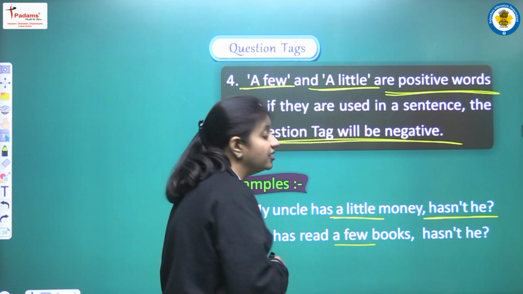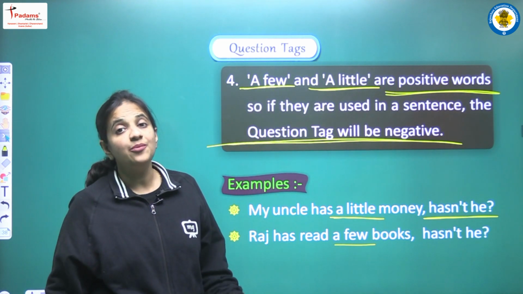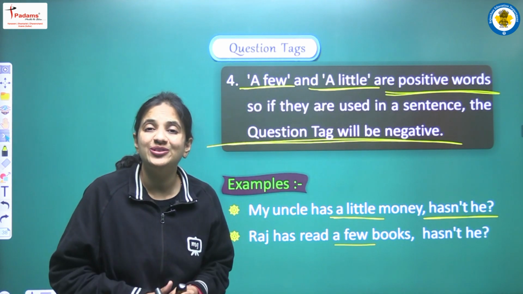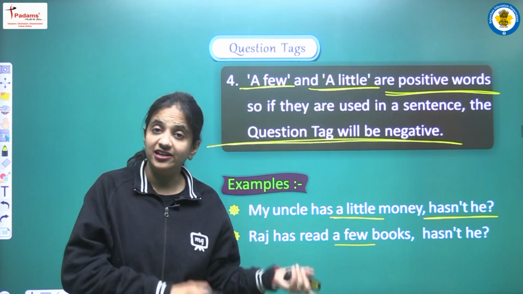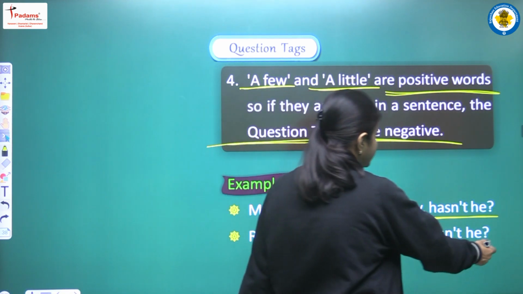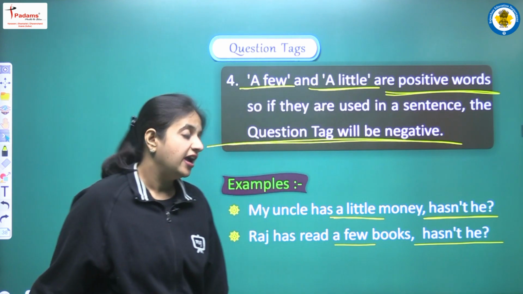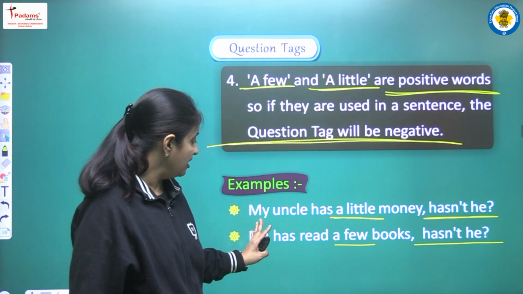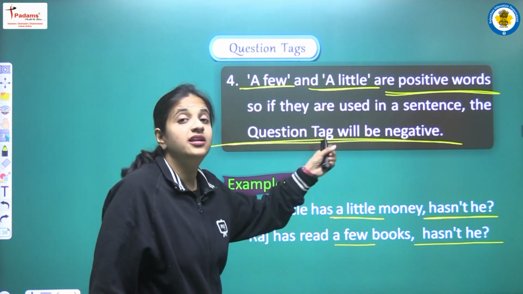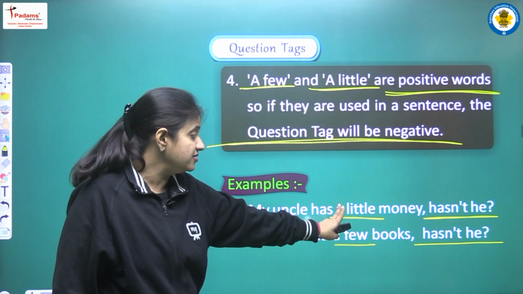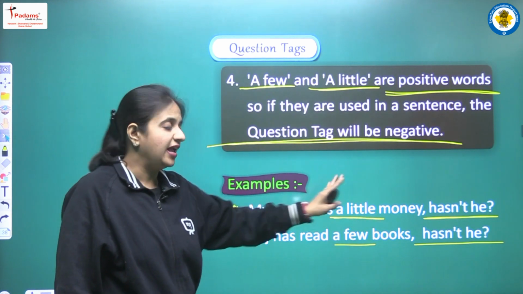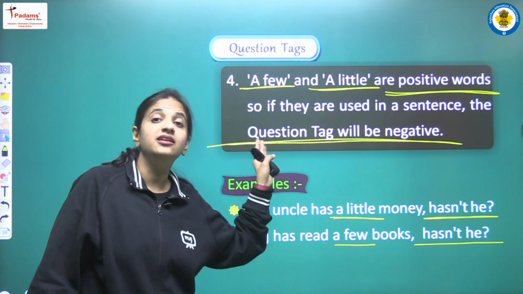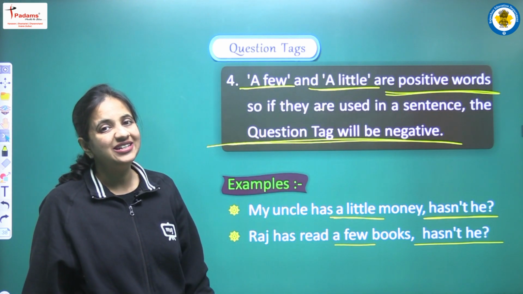Again we are having a few. So again this is a positive sentence. So according to the rule, we have to make a negative question tag, that is hasn't he. Alright, and now just suppose here we are having my uncle has little money. Just suppose there is no "a" before little and the sentence is my uncle has little money. Then what will be the tag?